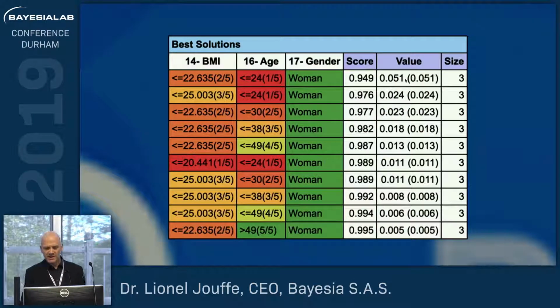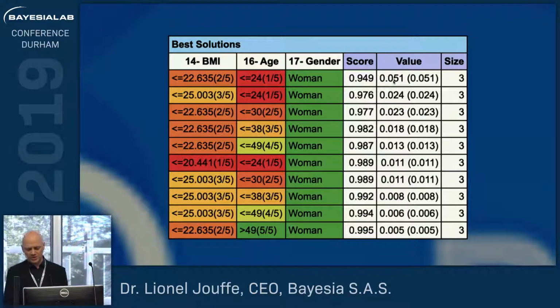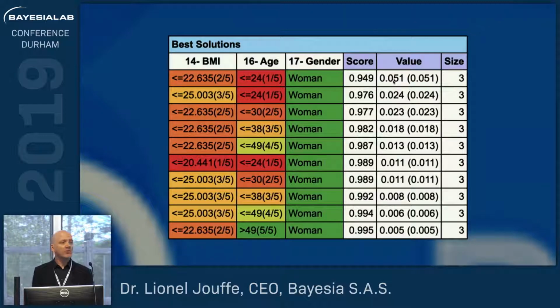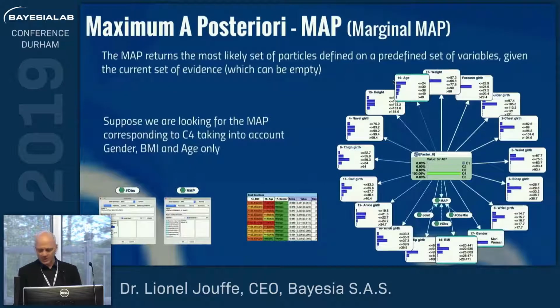So this gives me the best 3 set of evidence for optimizing the joint probability distribution given C4: BMI less than 22, age less than 24, and woman, right? And I have a joint of 5% here. And then you have the list of the alternative solutions that are slightly worse. Okay? So this is how you can use BayesiaLab for implementing the maximum a posteriori by using function nodes.